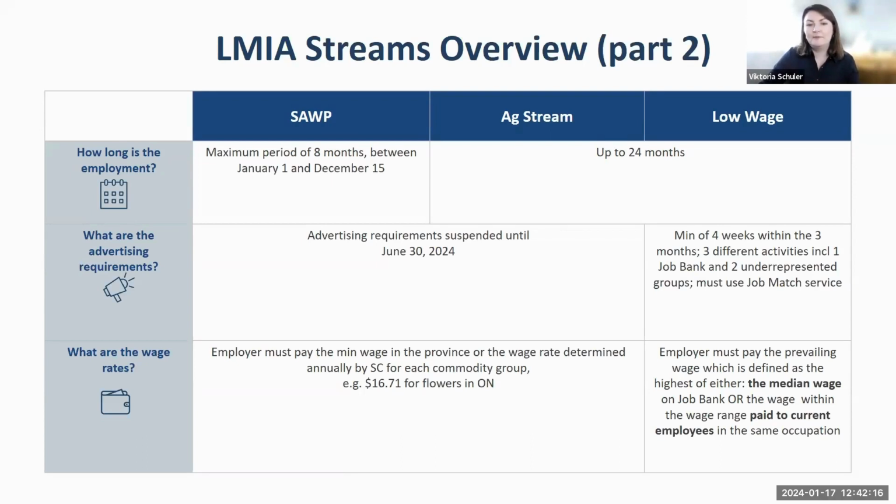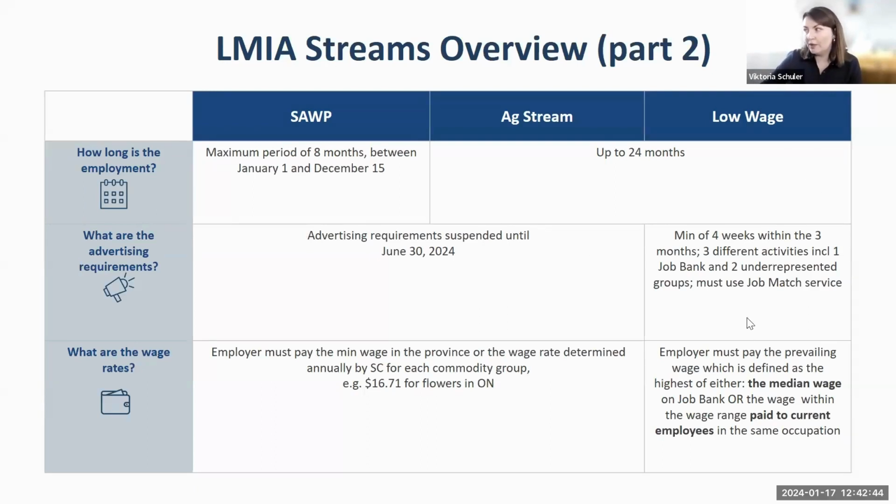So just to go back to the three streams that we are looking at. How long is the employment? With SOP, it's eight months maximum between January 1st and December 15th. Ag stream and low wage up to 24 months, but it can be seasonal as well. Advertising requirements for primary agriculture occupations: advertising requirements are suspended, so you don't need to advertise.